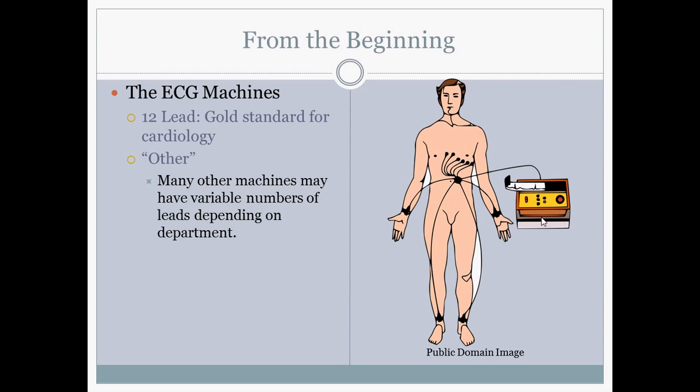Alright, so just remember that you may not see a bunch of wires on a patient. You might see only 3, you might see 5, you might see 4. It really depends on where you're at and why they're on the monitor to begin with.